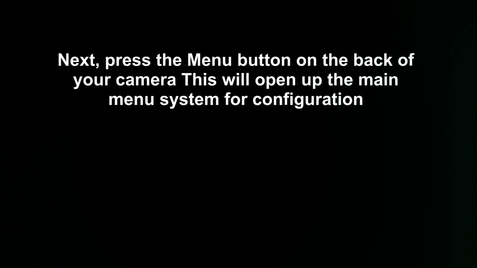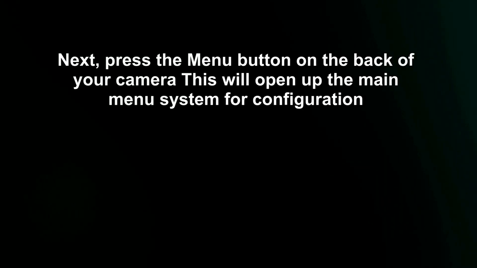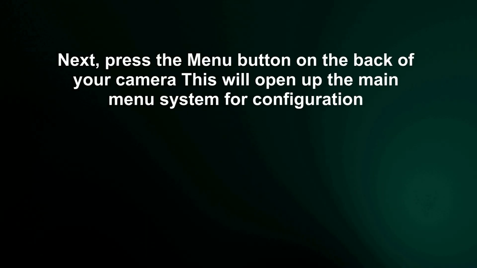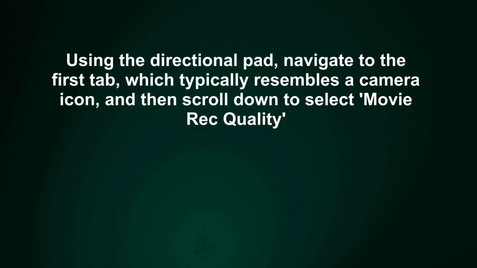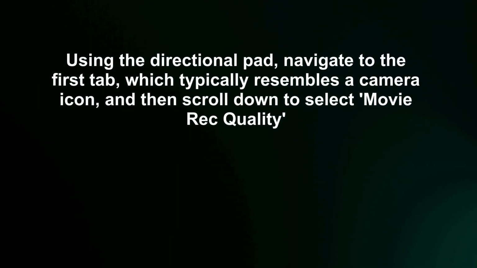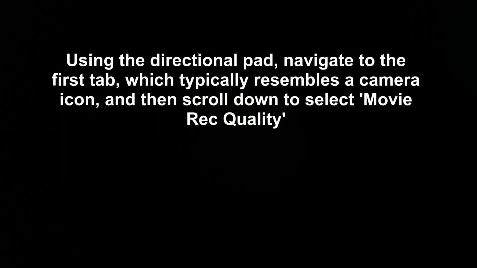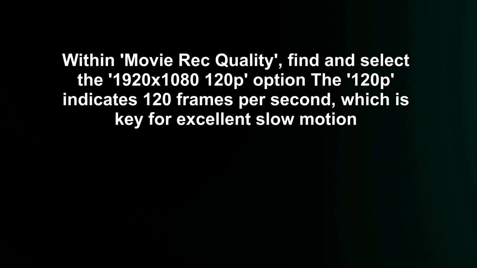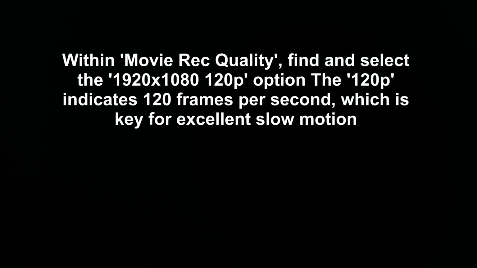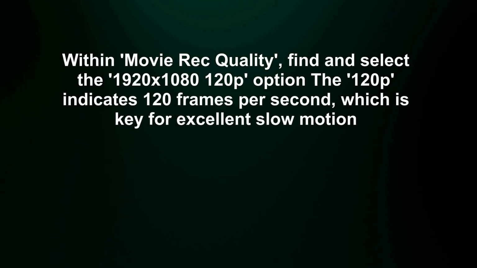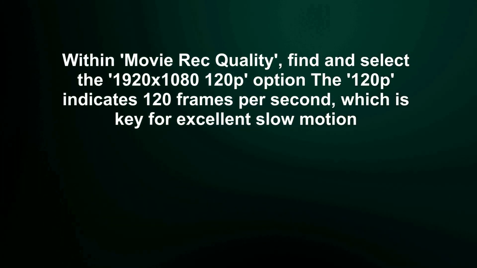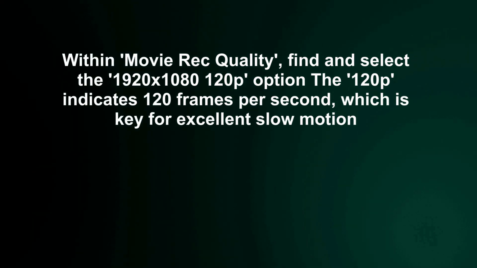Next, press the menu button on the back of your camera. This will open up the main menu system for configuration. Using the directional pad, navigate to the first tab, which typically resembles a camera icon, and then scroll down to select Movie Rec Quality. Within Movie Rec Quality, find and select the 1920x1080 120p option. The 120p indicates 120 frames per second, which is key for excellent slow motion.